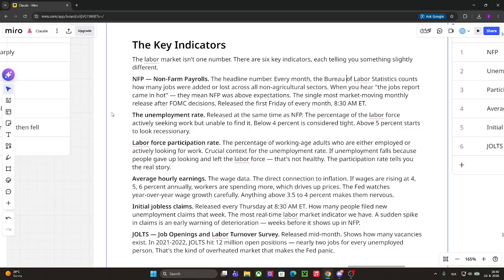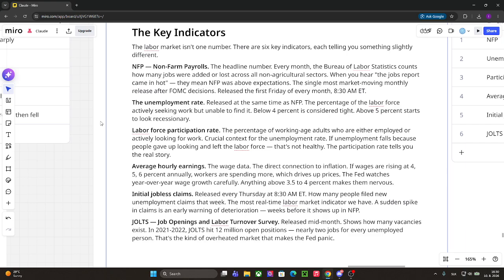It's the single most market-moving monthly release after FOMC decisions, released the first Friday of every month at 8:30 a.m. Eastern Time. The unemployment rate, released at the same time as NFP, is the percentage of the labor force actively seeking work but unable to find it. Below 4% is considered tight. Above 5% starts to look recessionary.